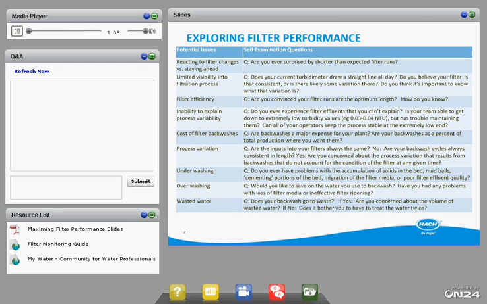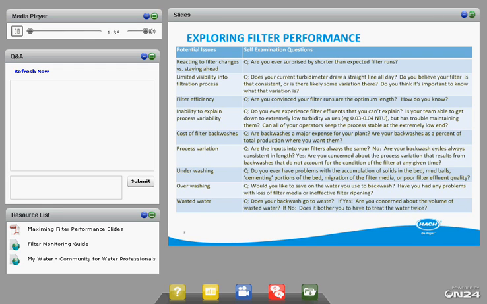So, for example, you may look at your process and think it's going really strong, but you may look at your turbidimeter readings on your filter effluent and wonder why they draw a straight line all day. It could be that your process isn't really that variable. And if you think it's important to know what that variation is, this is some of the topics we'll be covering today. Likewise, are you convinced that your filters are running at the optimum length?